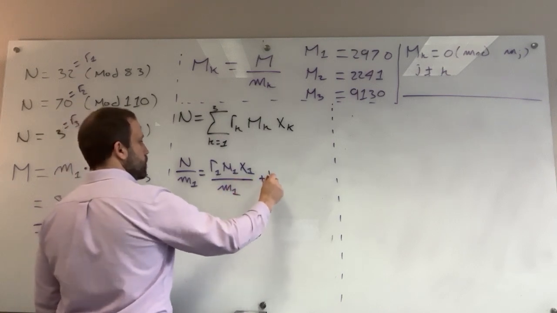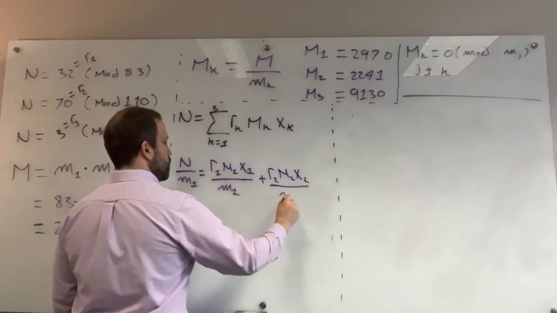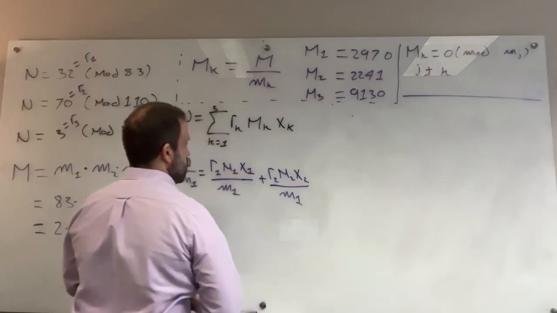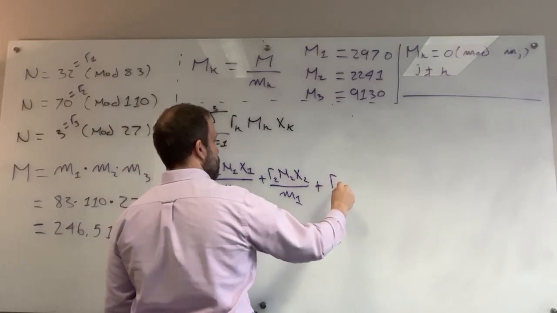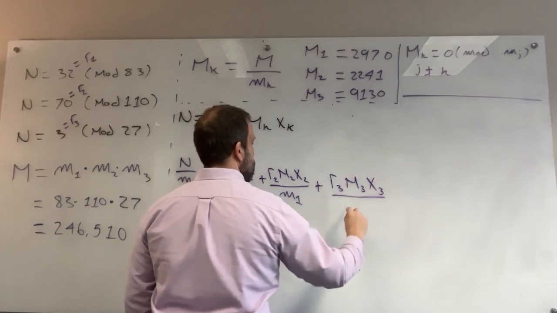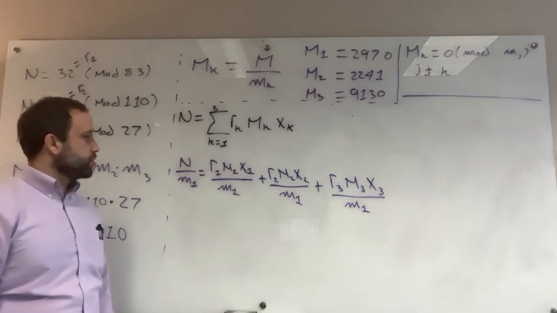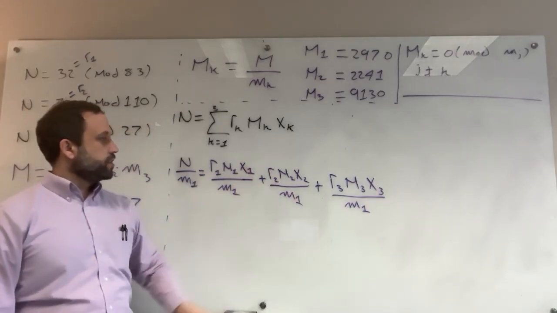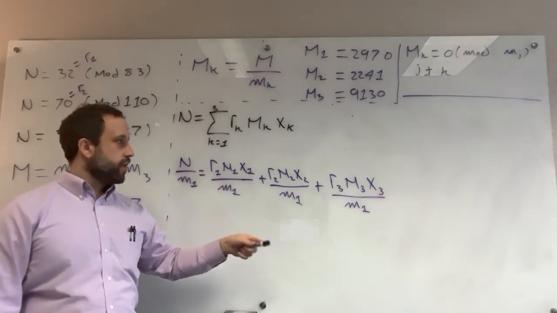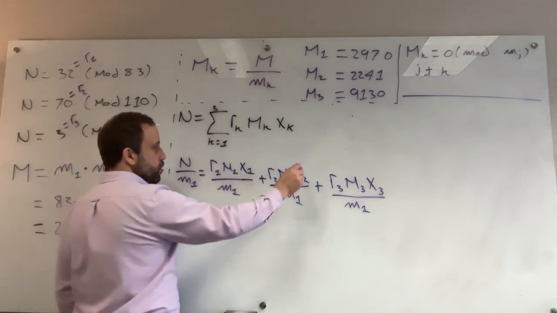Plus R2 M2 X2 over little m1, and then plus R3 M3 X3 over little m1. Okay, so let's think about what the remainders are going to be. When I do this division right here, what's the remainder? Well, big M2 is equal to little m1 times little m3. So the numerator is just a multiple of that. So there is no remainder here, it's 0.